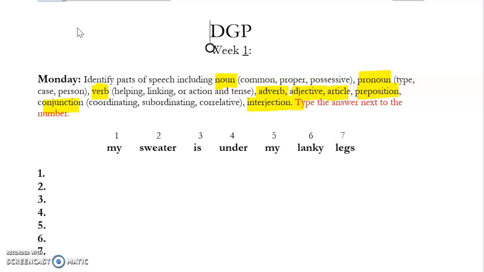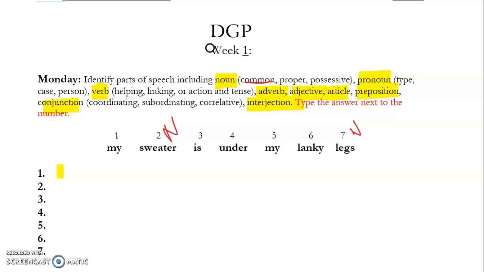What you're going to do is look at our sentence, "My sweater is under my lanky legs," and type what part of speech each word is next to the word. The first thing I always do is start with my nouns. First I would label them, and then I would go through and type them in. So we're looking for our nouns first. The first noun I find is sweater, and then I also find legs. An N I put for noun.